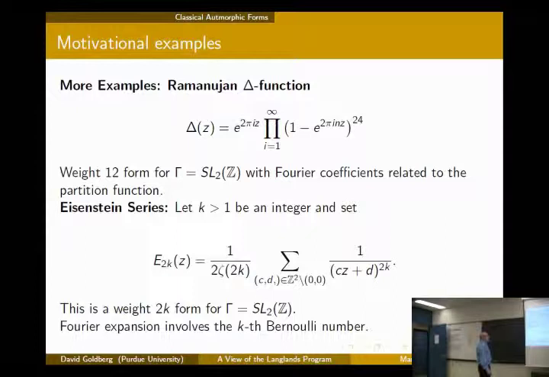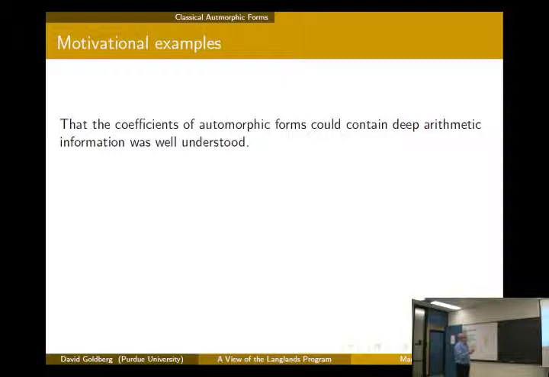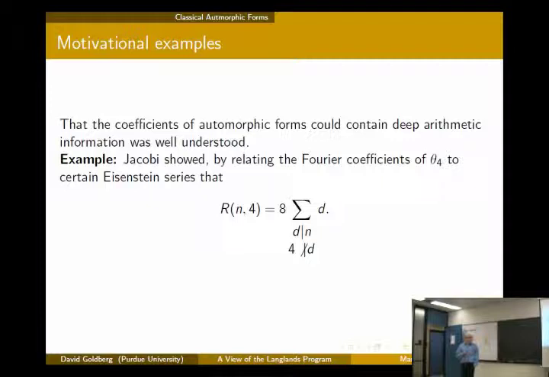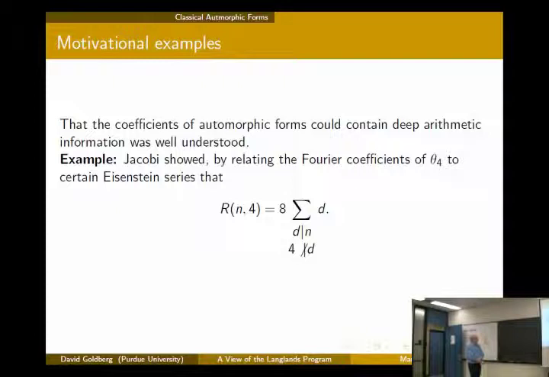The Fourier expansion here involves what's known as the Kloosterman numbers. Again, this is just my quick way of saying that it started to become known in the late 19th and early 20th century that coefficients of automorphic forms could have really interesting arithmetic information. The example that I know of is that there was a way to relate Fourier coefficients of that fourth theta function to a certain Eisenstein series. By doing this, Jacobi could show that there's actually a formula for the number of ways to write a number n as the sum of 4 squares. I've always found that rather remarkable.